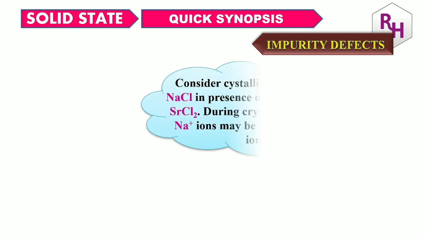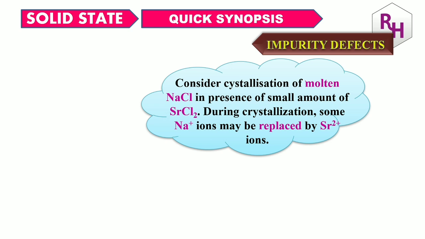This is the impurity defect in which, remember, consider crystallization of molten NaCl in presence of SrCl2. Just imagine NaCl crystallized in presence of strontium chloride. Now what happens during the crystallization? Some Na+ ions will be replaced by Sr2+ ions. Very simple. In both cases, anions remain the same. Hence, only cations get replaced like this.